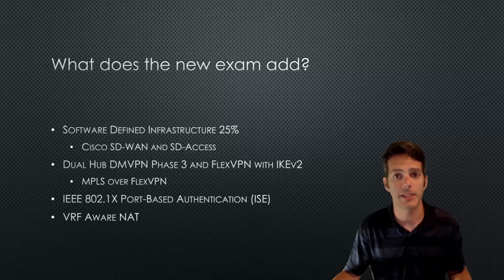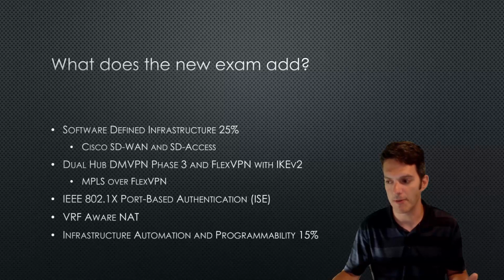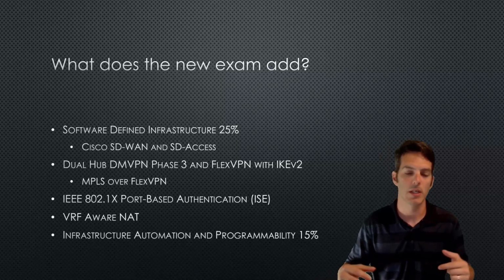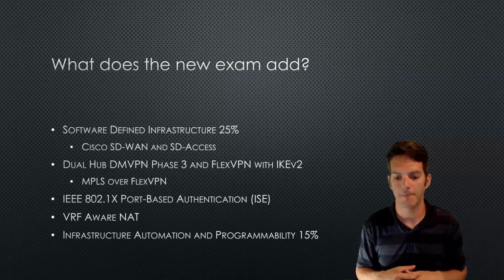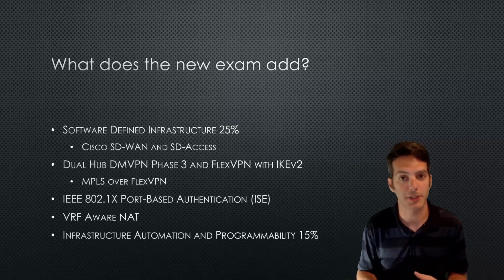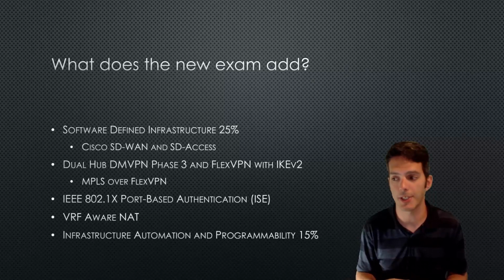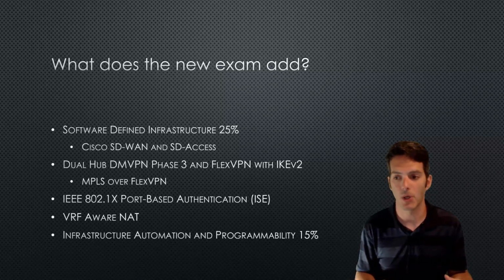VRF-aware NAT is a new one that wasn't on the version 5 Route Switch exam, and they've added in infrastructure automation and programmability. So that's 15%, where at some point in your exam you'll be expected to use some sort of automation or programmability tool to configure something on a router or switch. So I don't know what that's going to look like, but you're still going to need to know it. How deep do you go? It's anybody's guess, to be honest with you. So that's one of the things that I'm going to be having to play around with a little bit.